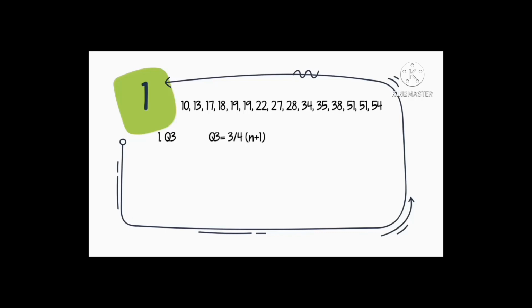3rd quartile is equals to 3/4 times n plus 1. 3/4 in decimal is equivalent to 0.75. Then we will substitute the value of n, the number of scores that we have, which is 15. 15 plus 1 is equals to 16. 16 times 0.75 equals to 12. The 12th term in our set of scores is 38. So our 3rd quartile is 38.